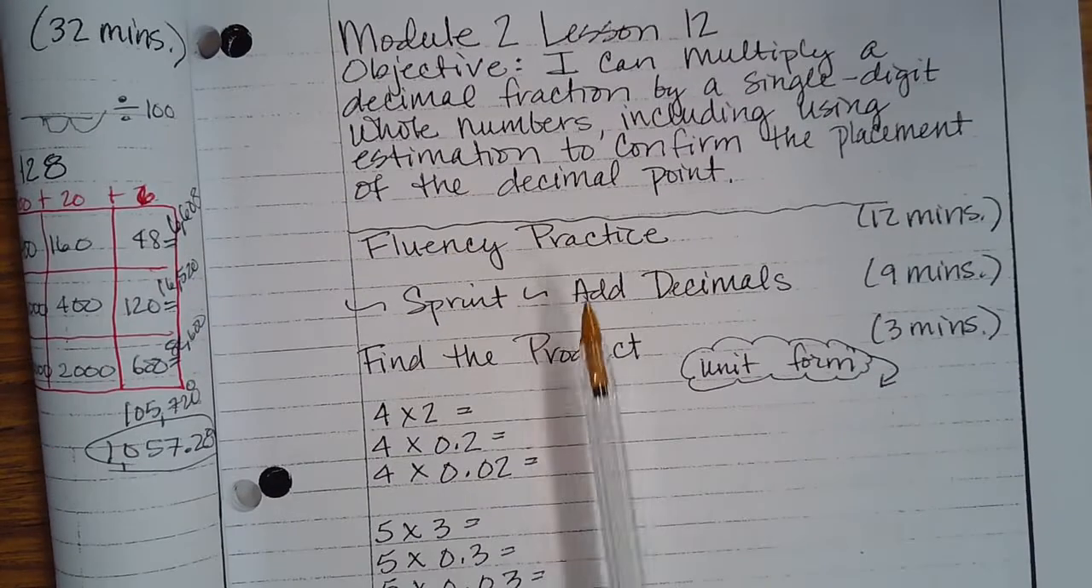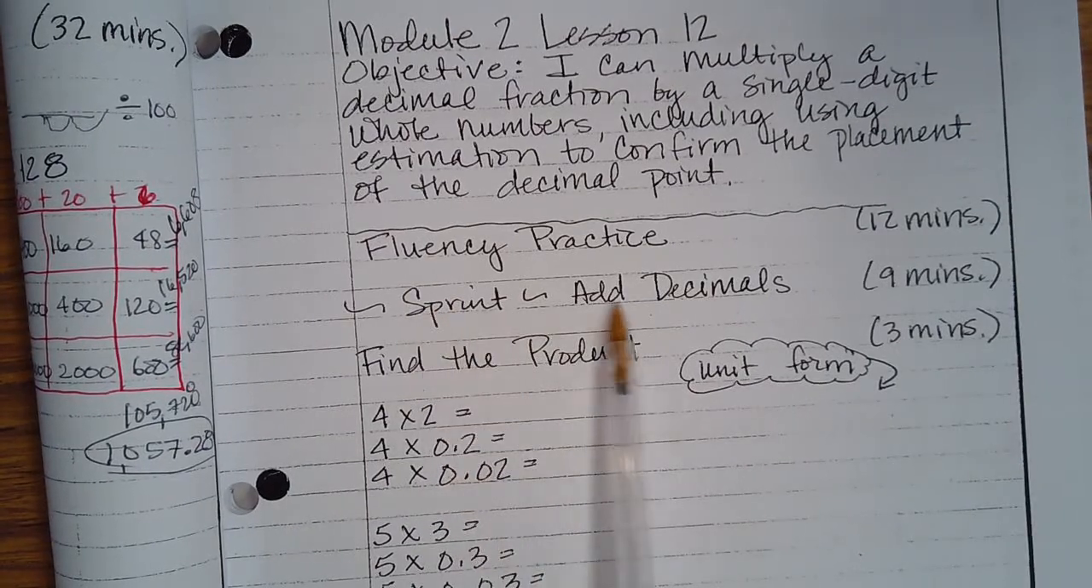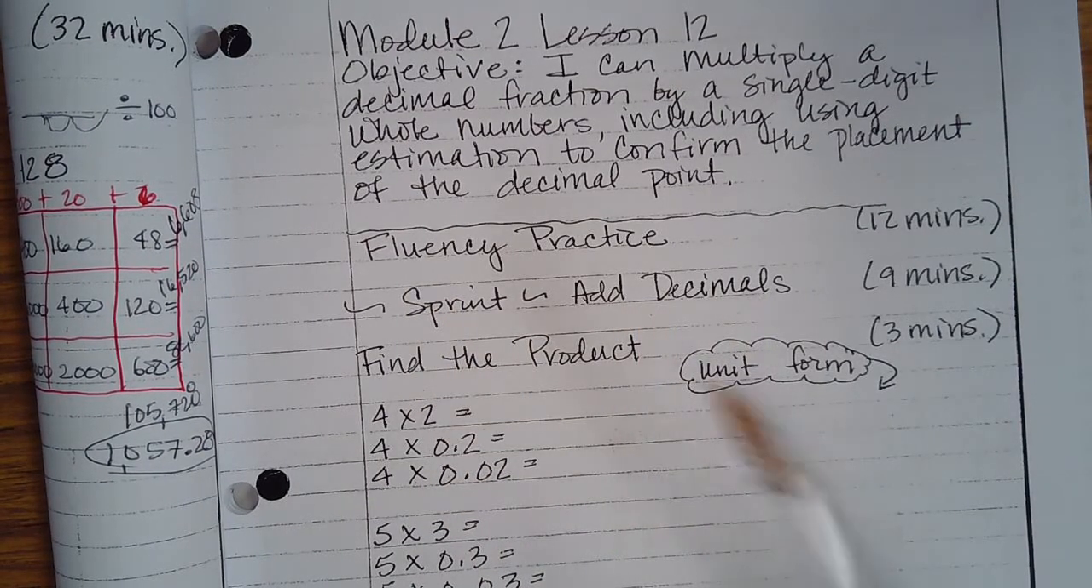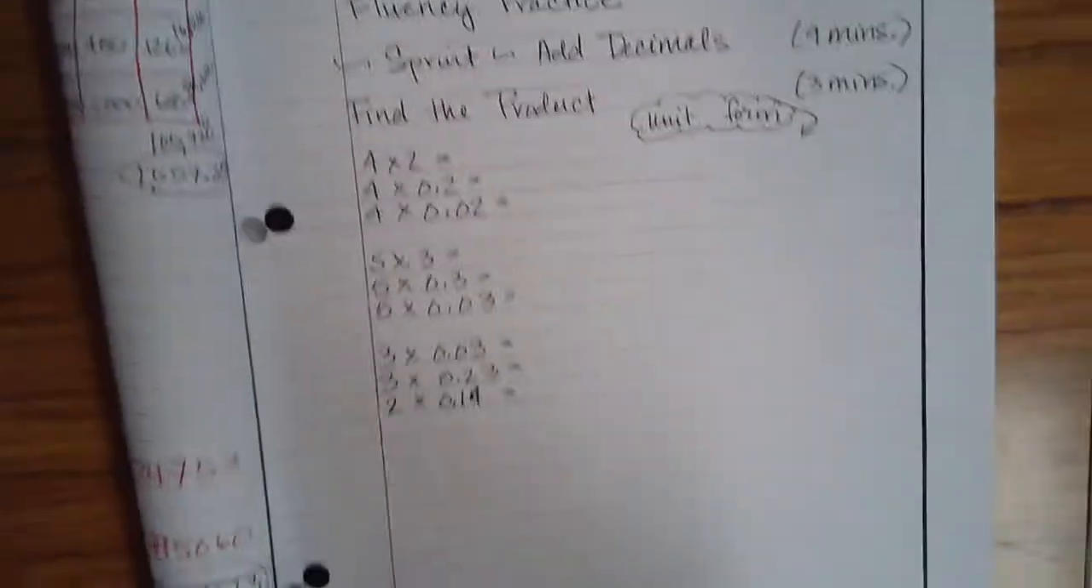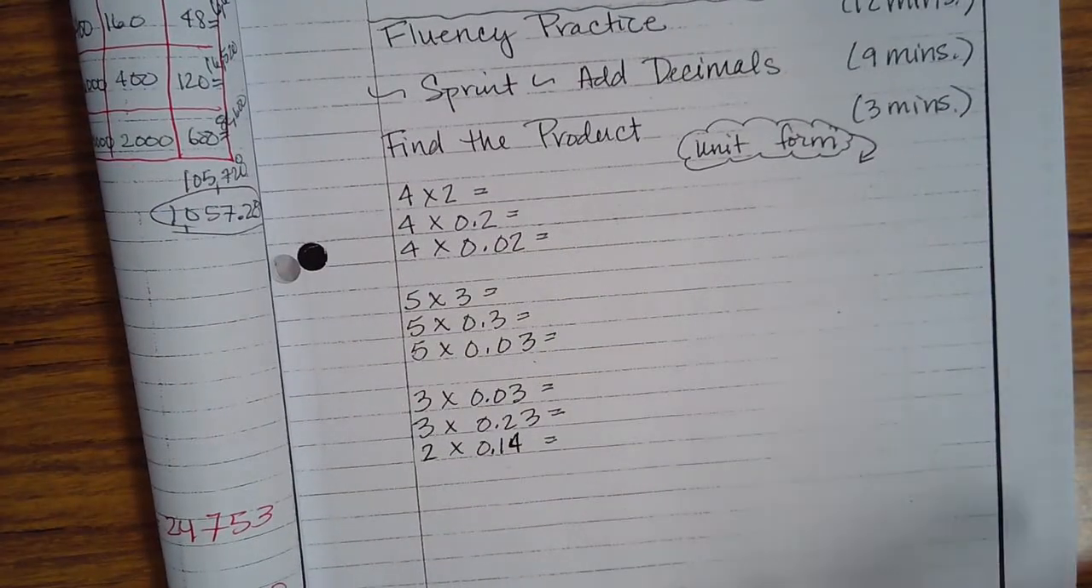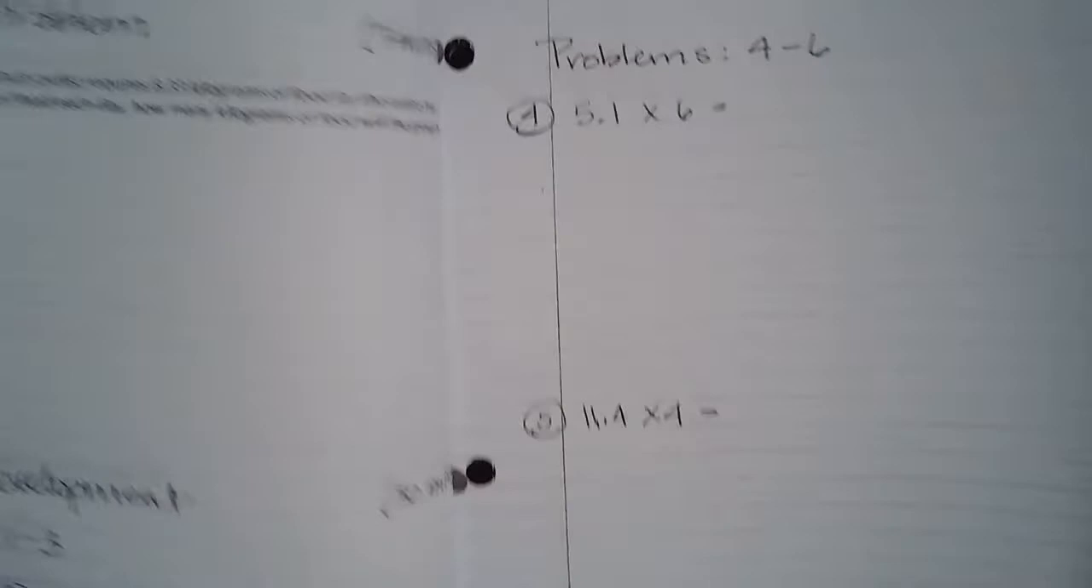So we're going to start with our fluency. Our fluency is going to be a sprint with adding decimals. As soon as we're done with the sprint, we're going to go to finding the product. Then we're going to go straight into our application problem.